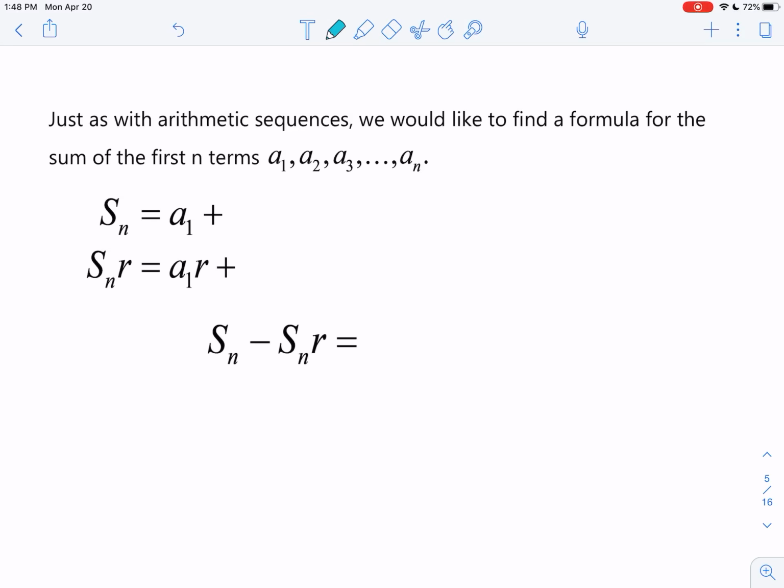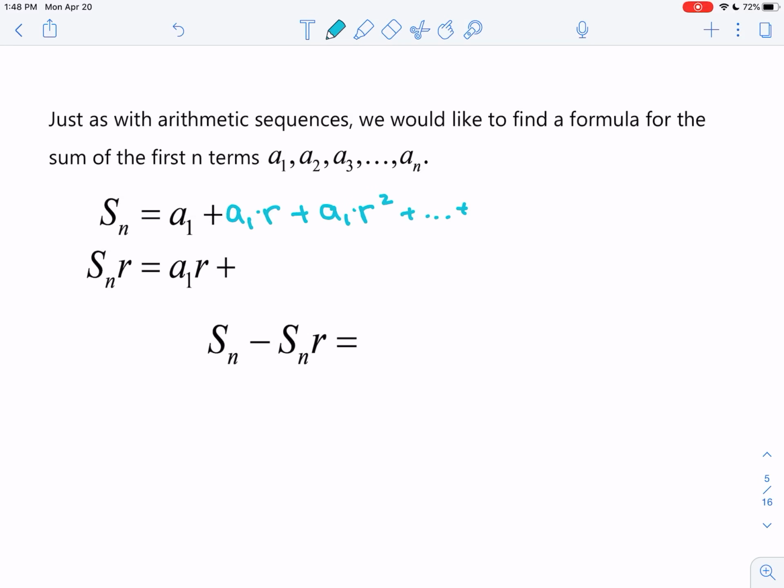So let's take S sub n, that would be the first term, plus the second term, plus the third term, all the way to the nth term. But I'm going to write it with our formula. We know the second term is a1 times r. The third term is a1 times r squared.